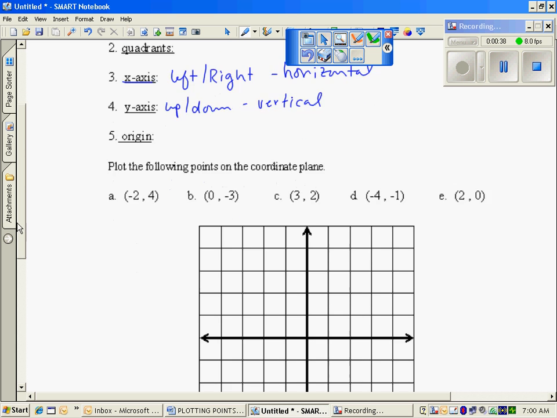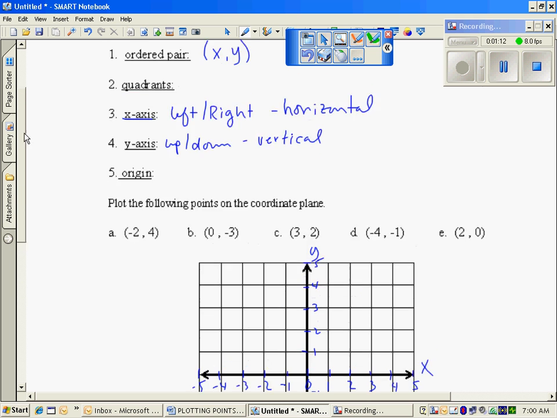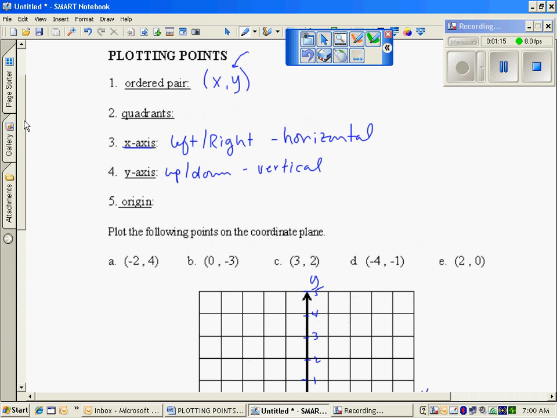So if we look at a coordinate system in which we're going to plot these points, my x-axis is running left and right, and it's simply a number line. Going to the right are positive numbers, going to the left are negative numbers. The y-axis runs up and down, or vertical, and again, it is just a number line. So we'll go ahead and label the number line. Up is positive, down is negative. So we're going to be plotting following these directions.